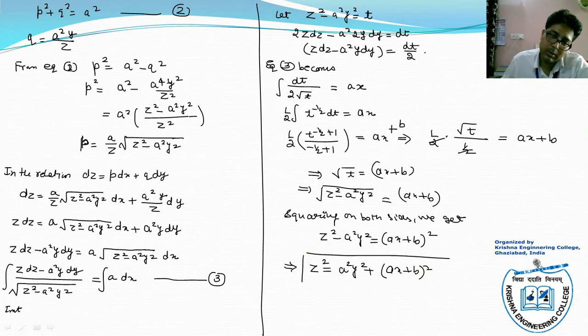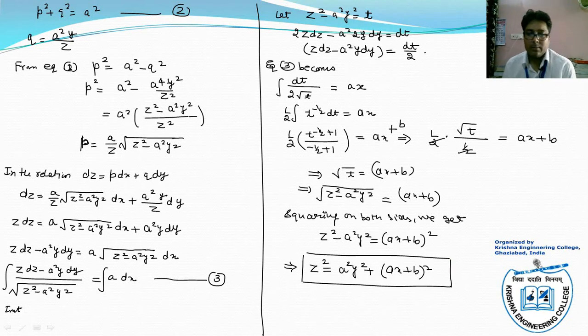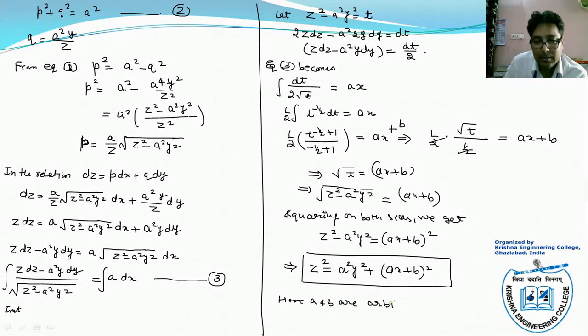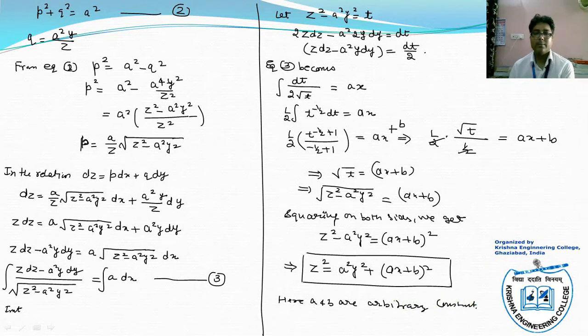This is the required solution of the given partial differential equation. Here a and b are arbitrary constants. Clear?